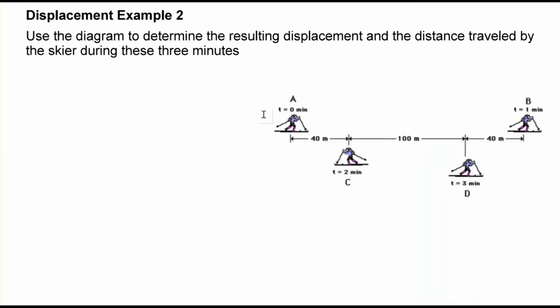Okay. Use the diagram to determine the resulting displacement and the distance traveled by the skier during these 3 minutes. So we start out here. This is our start, and I know it's the start because it's time equals 0 minutes. We're also labeling it as A. So there's the start. We went right all the way to t equals 1 minute. That's B over there. So how far did we go?